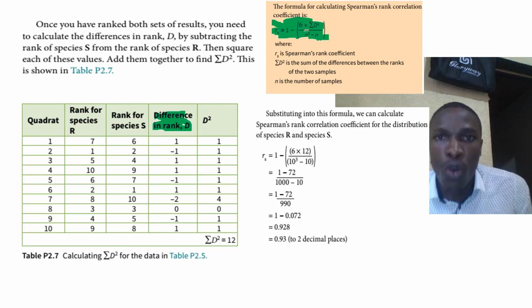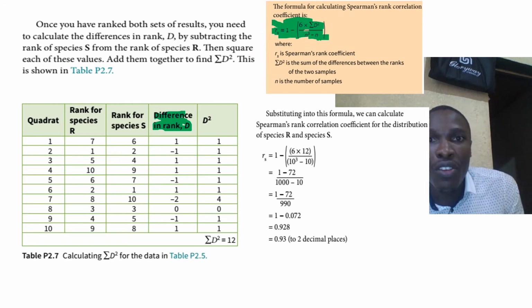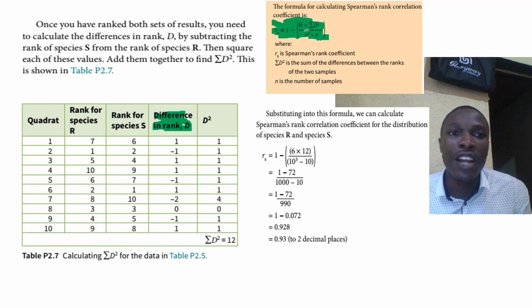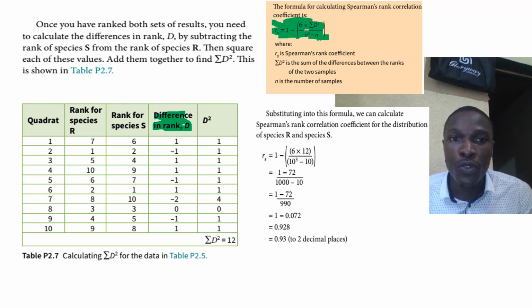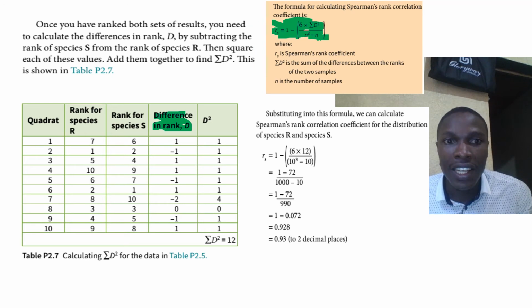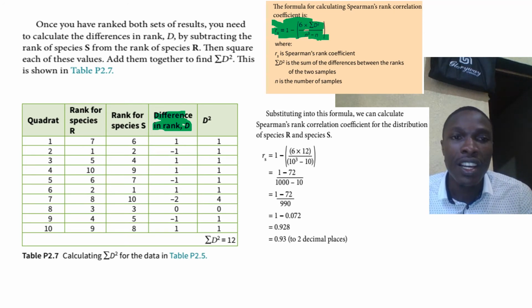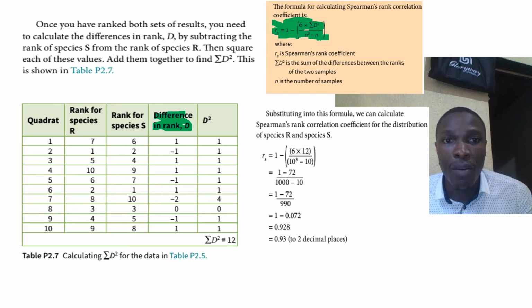So we have the value of n, but we don't have the value of d squared, so we need to calculate it. We can use a table which can be constructed in this way. We arrange the number of quadrants that were thrown, and then we also fit in the ranks for the individual species based on the specific quadrant. For example, in this case, quadrant 1 had rank 7, quadrant 2 had 1, quadrant 10 had 9. So we arrange just like we had in the previous table. We also do the same for species S, and then we can determine d by subtracting rank for species R minus rank for species S.